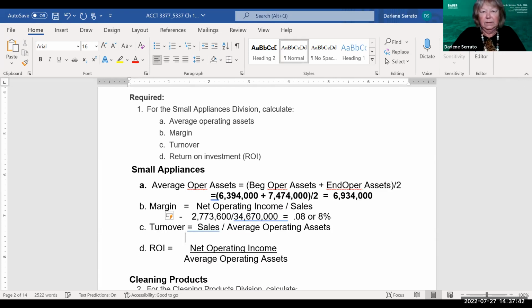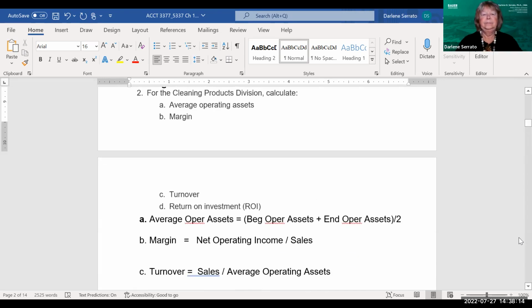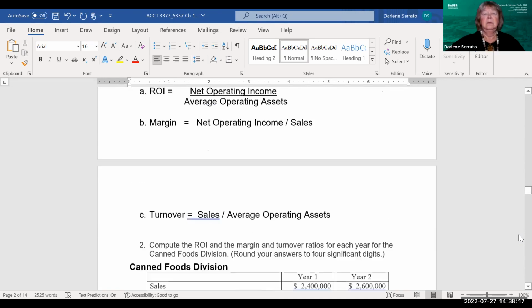Turnover. Sales, which is right up here, that's our sales, 34,670,000, divided by average operating assets of 6,934,000. And that's going to equal 5.0.